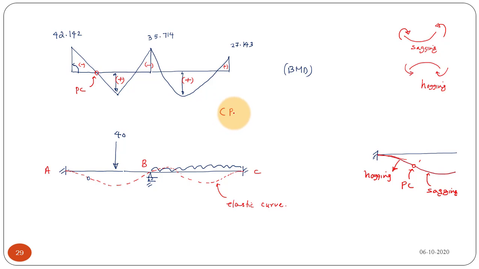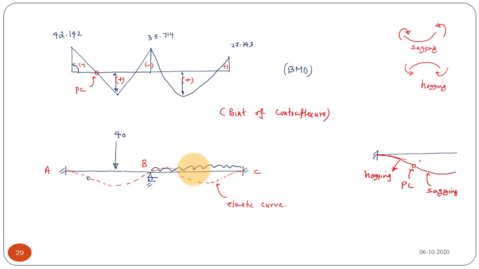So let me write point of contraflexion. I will repeat, we can define it in three ways. In the elastic curve, the curvature is changing from sagging to hogging or hogging to sagging. From the moment diagram, the moment diagram is crossing the axis of the beam, or the bending moment is changing from negative to positive. So these three ways we can define the point of contraflexion.